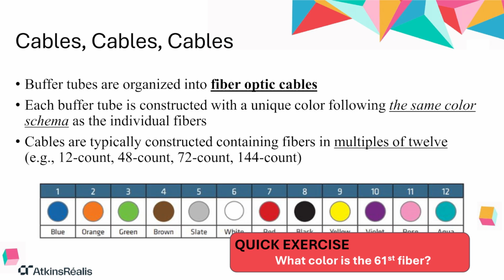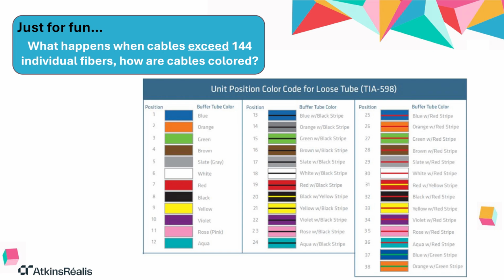I see. Color code for the tube, color code for the fiber within the tube. Clever. What if you have more than 144 fibers? More than 12 tubes? Good point. For cables exceeding 144 fibers, meaning more than 12 tubes, they use a striping method. The color sequence for the tubes starts over, but the second set of 12 tubes, tubes 13 to 24, will have a black stripe added. The third set, 25 to 36, might have a yellow stripe, and so on. Same color sequence, just with stripes for higher counts.